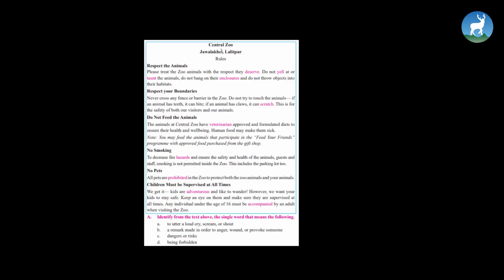Reading 2. Central Zoo, Jawalakhel, Lalitpur. Rules. Respect the animals. Please treat the zoo animals with the respect they deserve. Do not yell at or taunt the animals. Do not bang on their enclosures and do not throw objects into their habitats. Respect your boundaries. Never cross any fence or barrier in the zoo. Do not try to touch the animals.